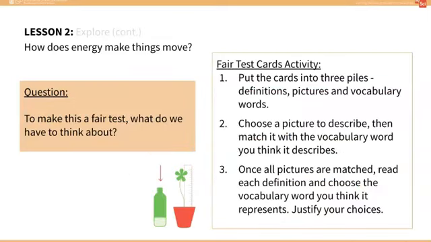Next, give each group a set of fair test cards. Have students put the vocabulary cards into 3 piles: the definitions, the pictures, and the vocabulary words. Have students lay the vocabulary words out. Next, students should take turns choosing a picture, describing what they see in the picture, and placing it underneath the vocabulary word they think that it describes.